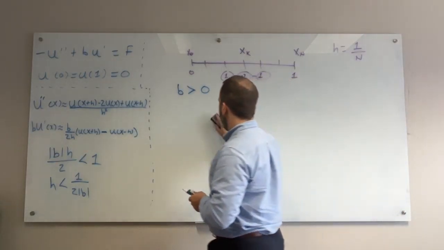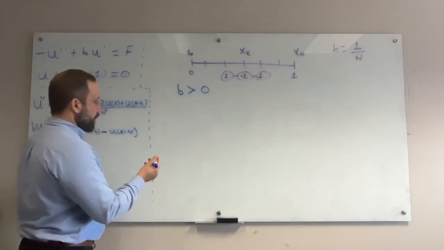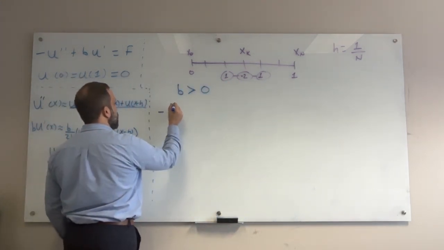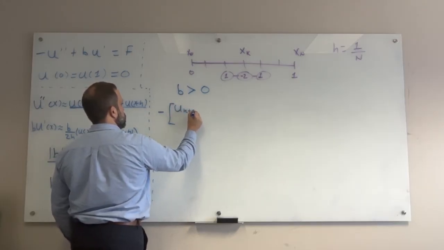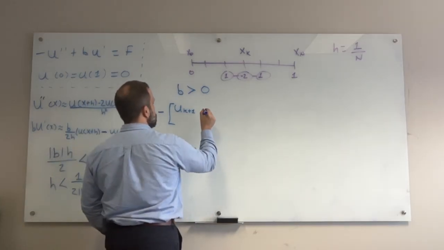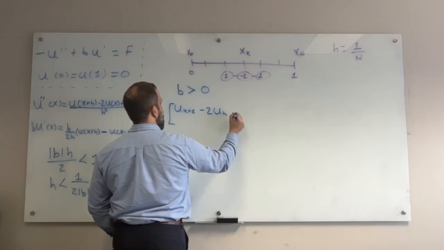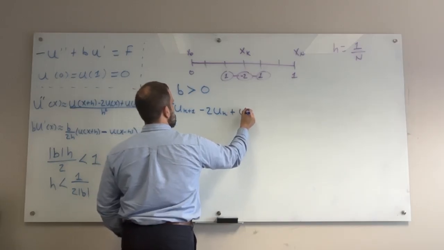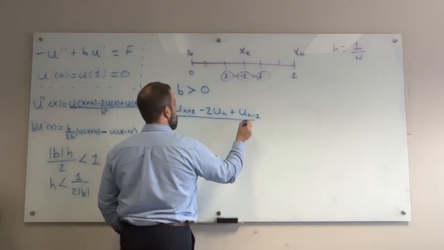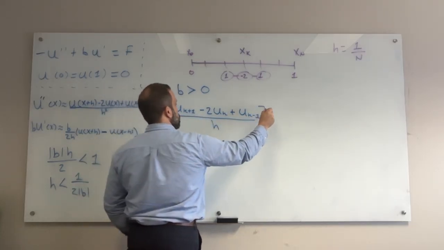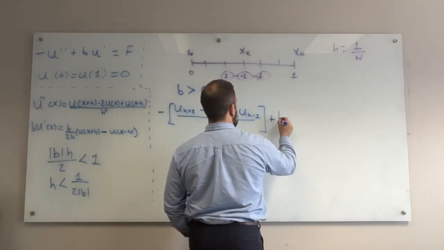So what we're going to get in that case is going to be the following. The u double prime is going to stay the same. So we're going to have minus uk plus 1 minus 2 uk plus uk minus 1, divided by h squared. And now we're going to have plus b.